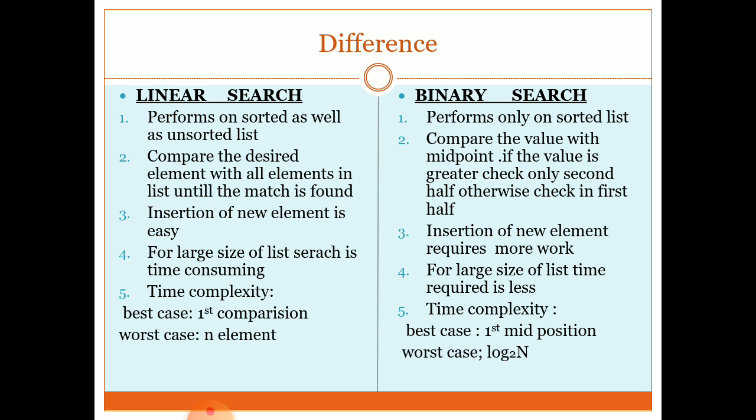But the binary search is quite efficient, because with every step we cut down half of the particular list. So at the end, if I compare the time complexity, the best case for linear search is what? If I find that element at the first position only, that is, with only the first comparison. But the worst case is what? If that element is present at the nth position, which is the last position.